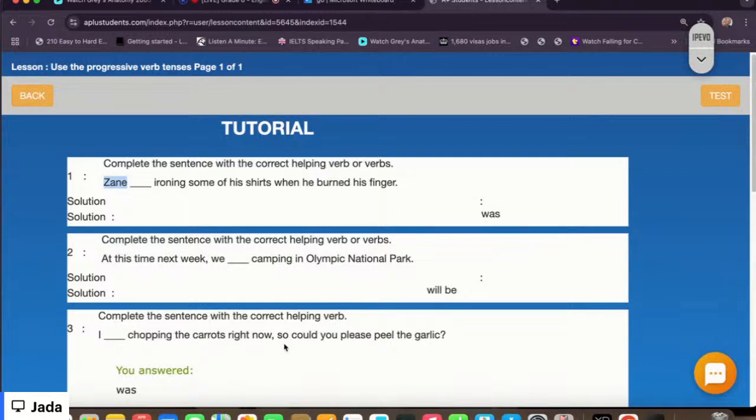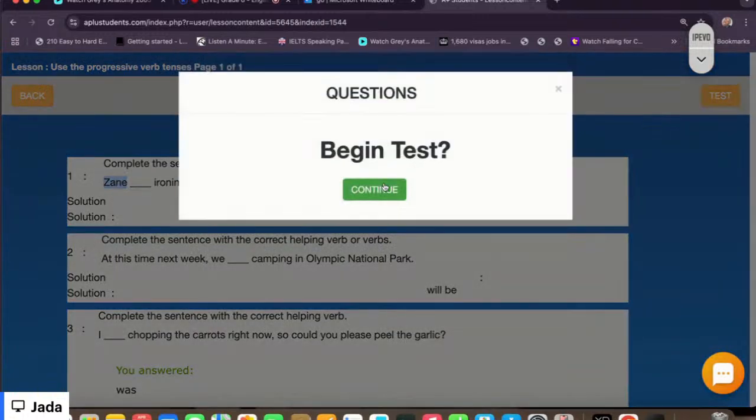I am chopping the carrots right now, so could you please peel the garlic? Now this will be present. I am chopping right now. All right? So we'll move into the test and you can share your answers with me.